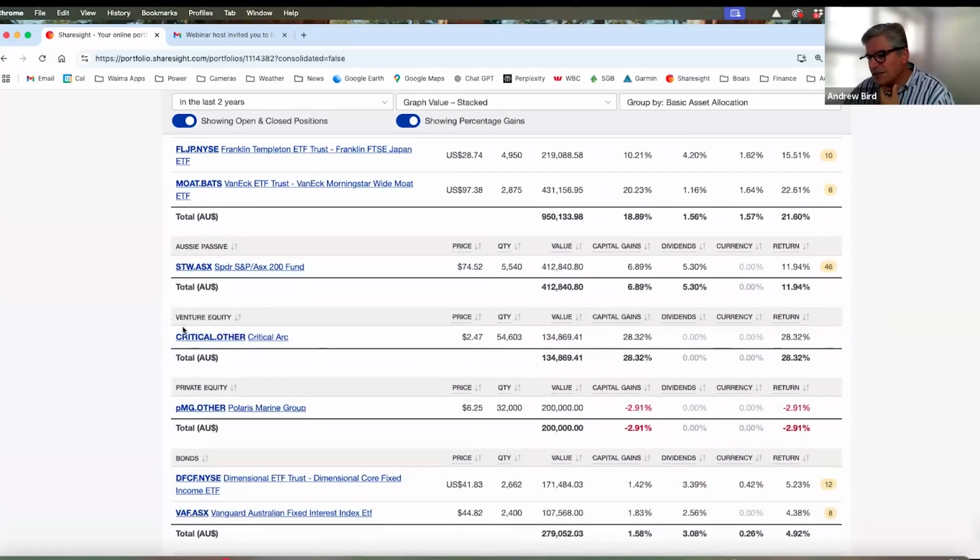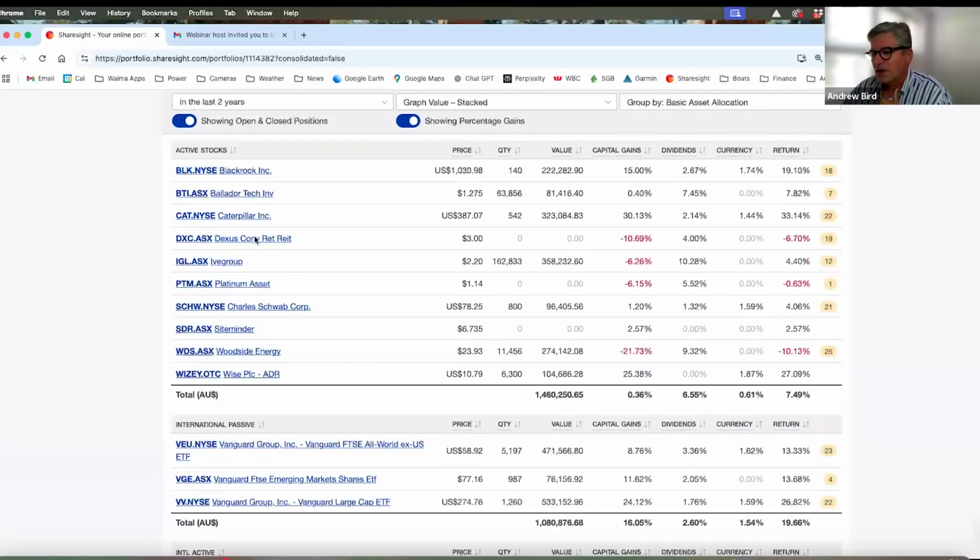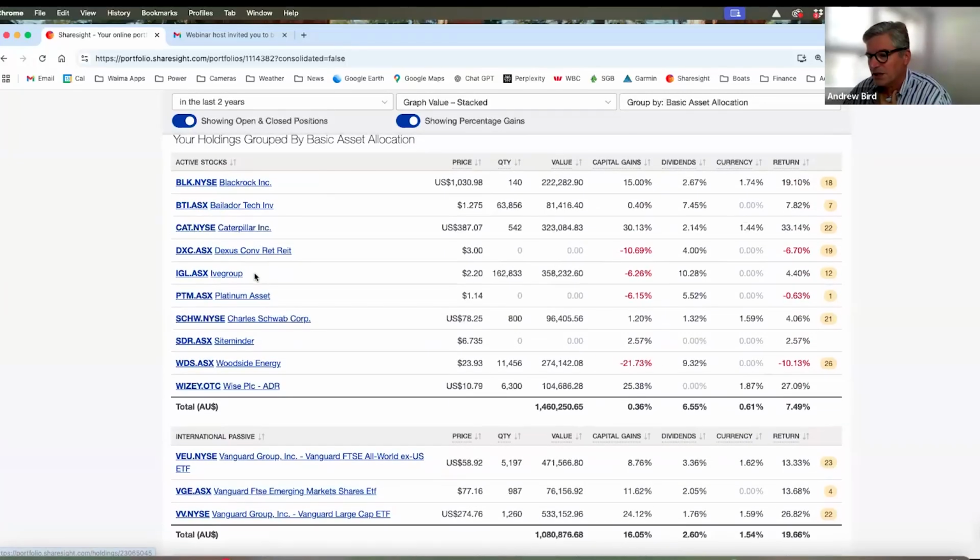Then I do have private assets as well. The next category is Aussie passive. So this is my exposure. Really, my exposure to the Aussie market is mostly through a passive ETF. I do have some individual Australian stocks in the active stocks category.